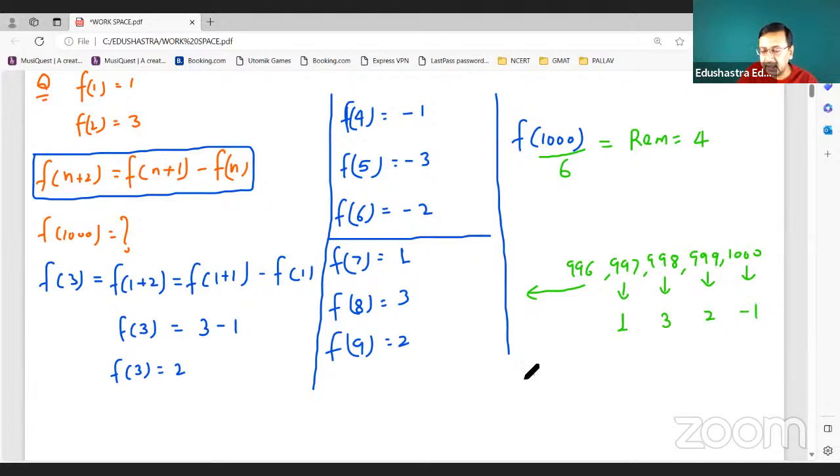So finally, I can say F1000 is equal to F of 4, which is -1. So my final answer is -1.